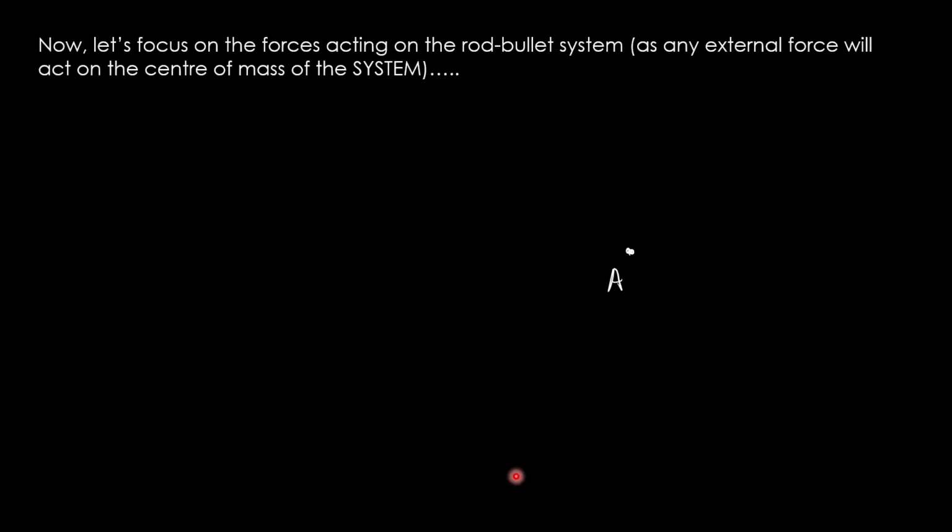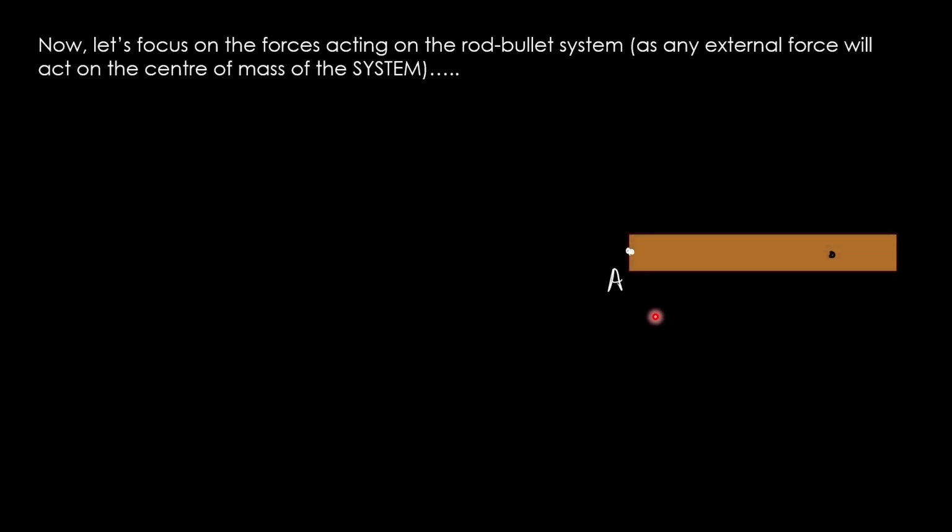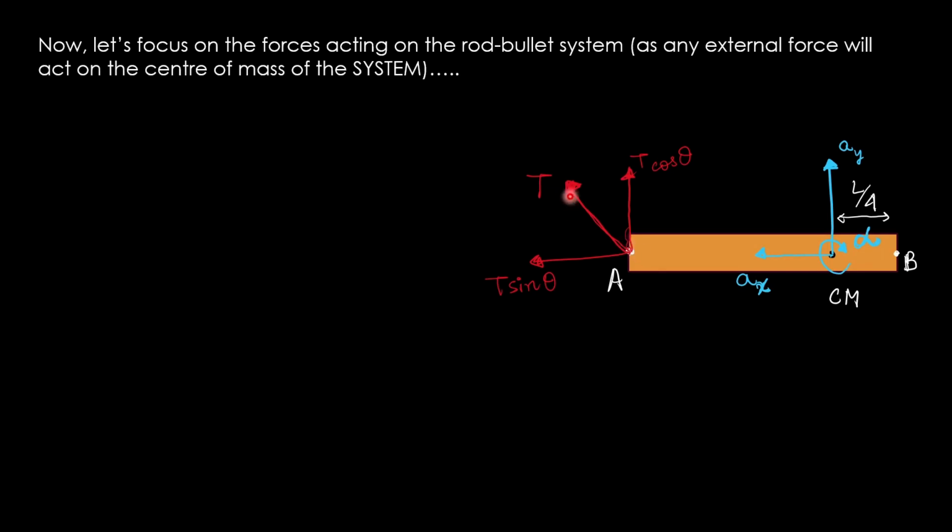So now let's focus on the forces that are acting on the rod bullet system. Now we know any forces acting on this entire system would be producing acceleration on the center of mass of this system, right? So we now have to consider the center of mass of the rod bullet system, not the point O, rather the point C. Okay, so the net external force that is acting is the tension T on the string, which will be producing an acceleration ay and ax in the x and y direction respectively for the center of mass, and also provide angular acceleration alpha in this direction due to the torque it generates.